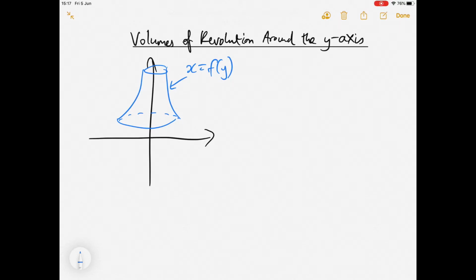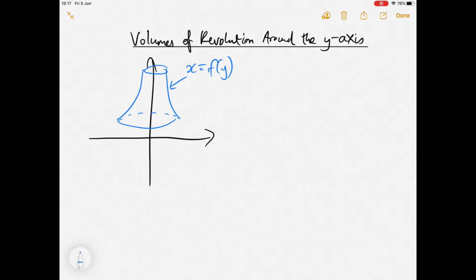The reason for this is it's going to be much more convenient if we use this, and also the kind of questions you're going to be asked both in the book and in the exam are questions where you can rearrange it. If it's not already given in the form x equals f of y, you can rearrange it to get the equation of the curve in that form.